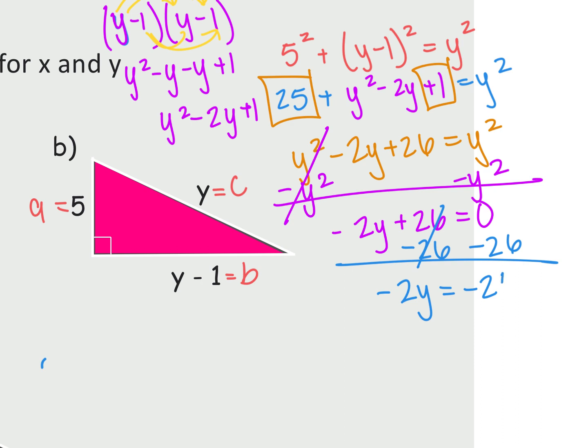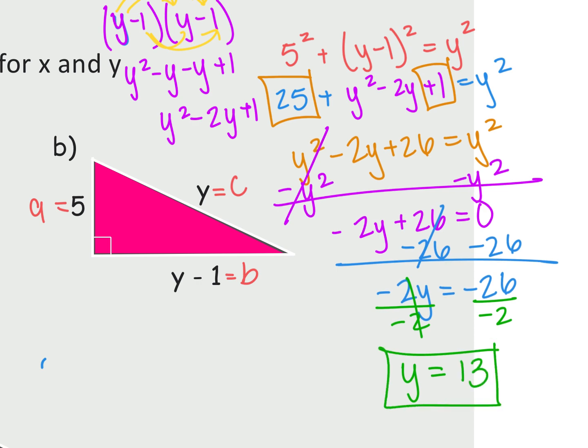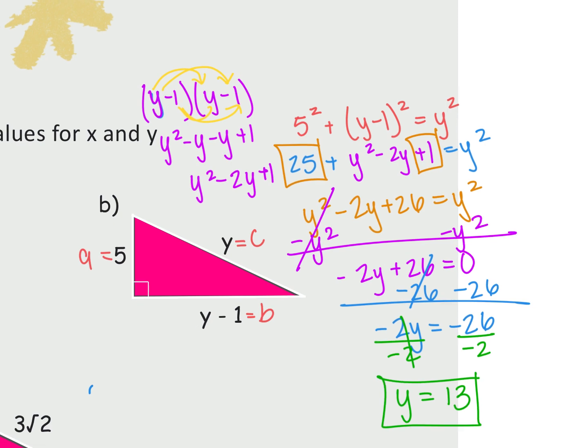Oops, that's not a 6. And then what am I going to do last? Perfect. Divide by negative 2. And y is going to equal 13, and I'm done. So yes, it's easy, but you have to do the work for it. It is a lot of work. But again, you will have a calculator, but you can't just plug everything into the calculator and expect to get your answer. It's not going to work that way.